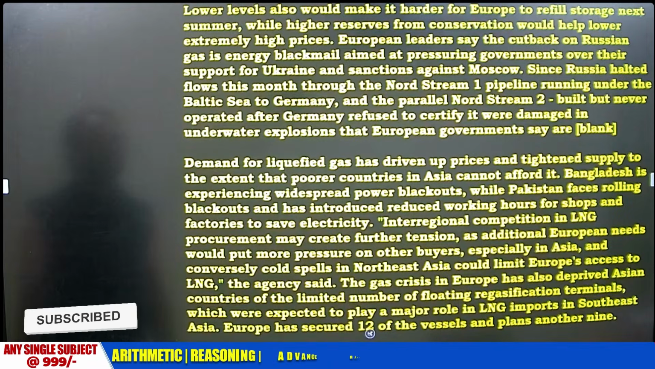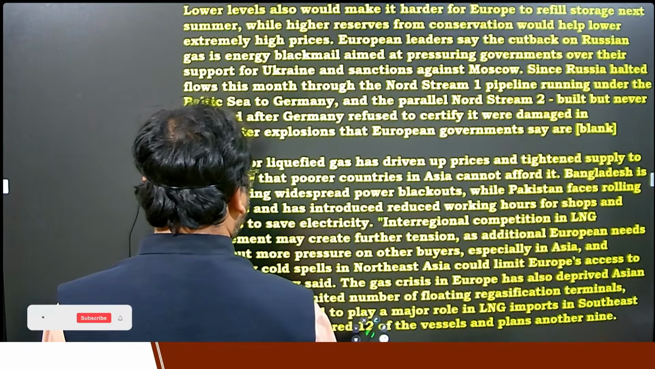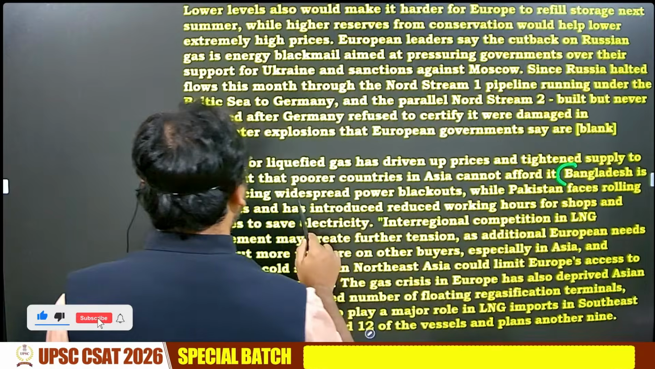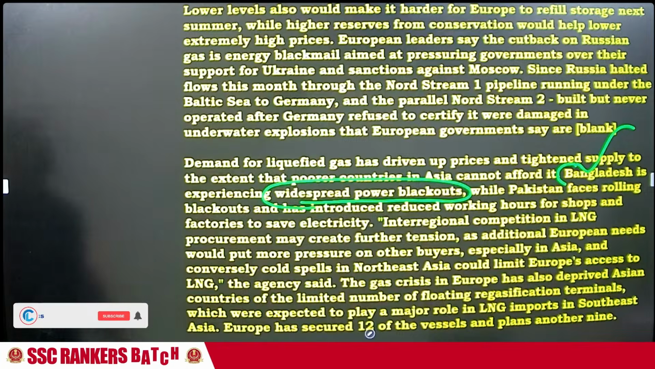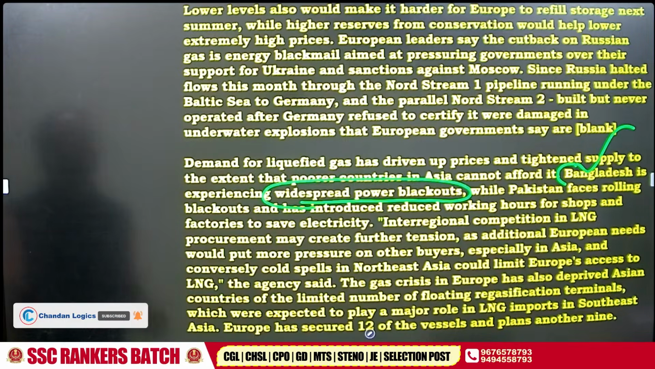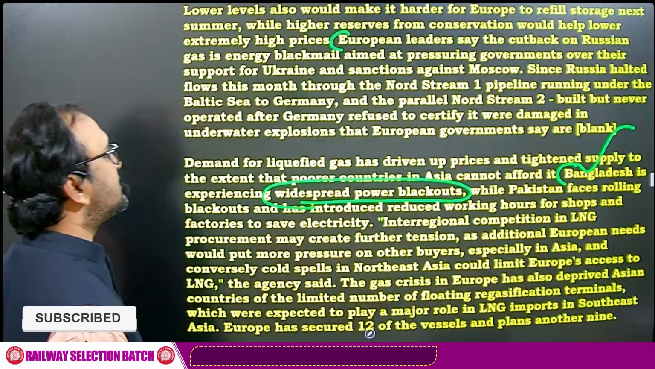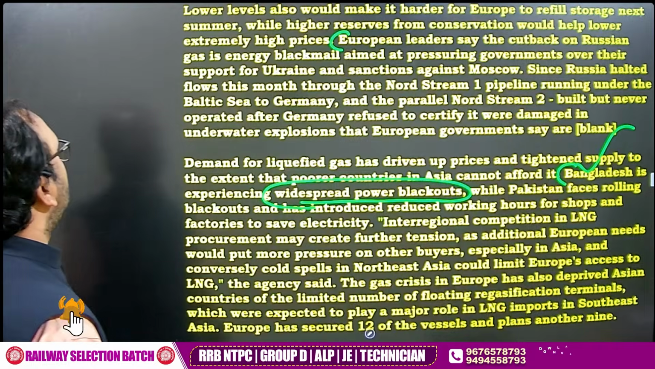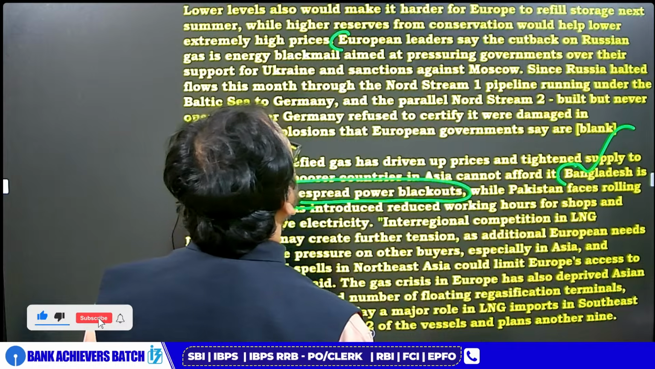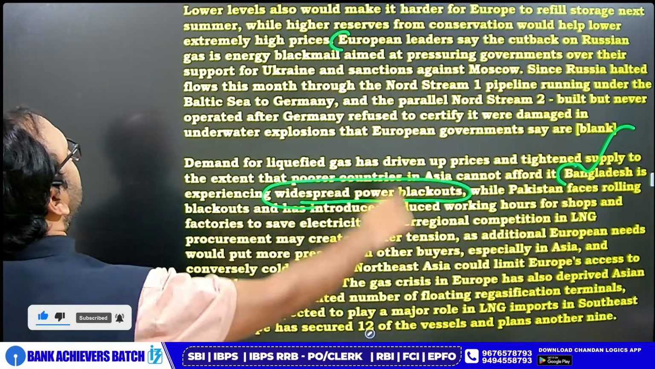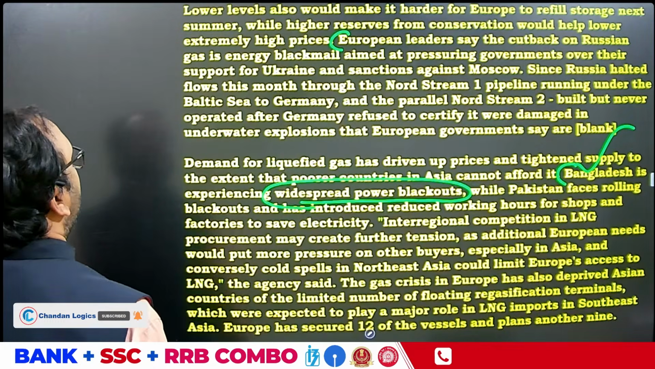Yes, which is correct. Bangladesh is experiencing, you remember this point, guys? Bangladesh is experiencing widespread power blackouts, correct? You remember this question? Yes, Bangladesh is facing the real problem. That is point number one. And yes, European leaders say the cutback on Russia's energy, gas and energy, is blackmail, pressurizing governments over their support. So European leaders say lower levels also would hurt Europe next, while higher reserves from conservation, extremely high prices.